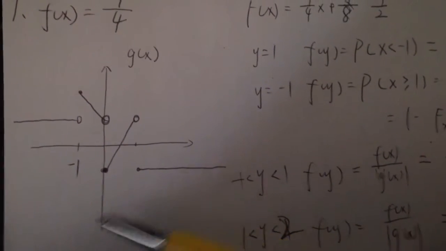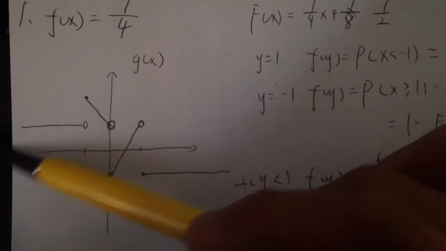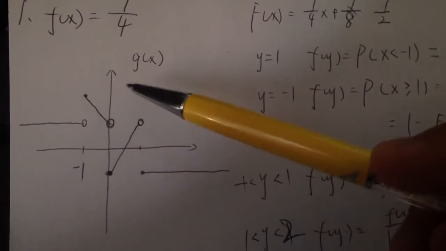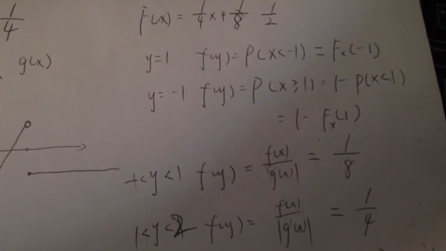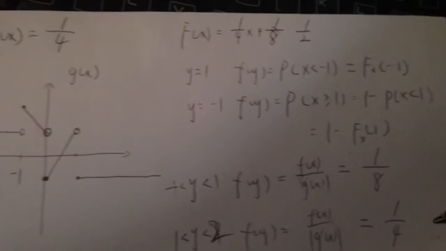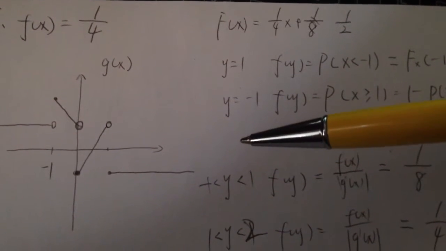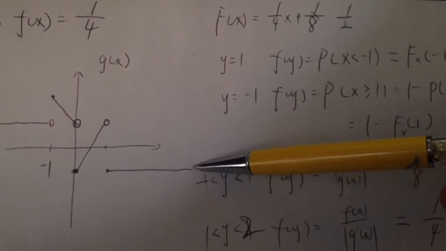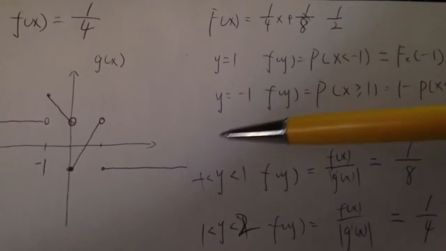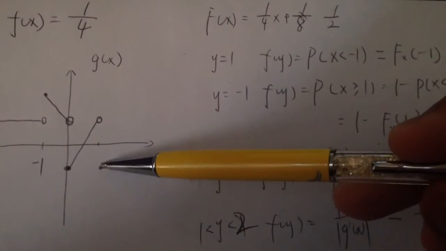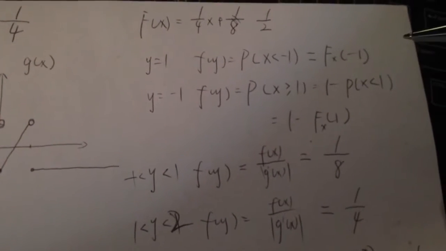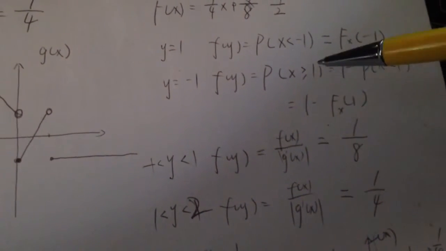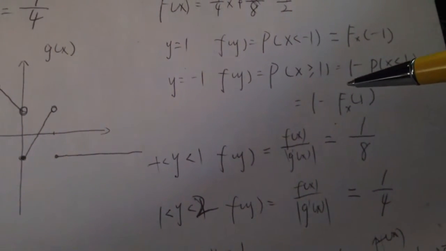And here, when y is 1, the little f of y should be the probability that x is less than -1, and it equals f of x when x is -1. And when y is -1, the little f of y should be the probability that x is greater than or equal to 1, which equals 1 minus the probability that x is less than 1, and equals 1 minus F of x when x equals 1.